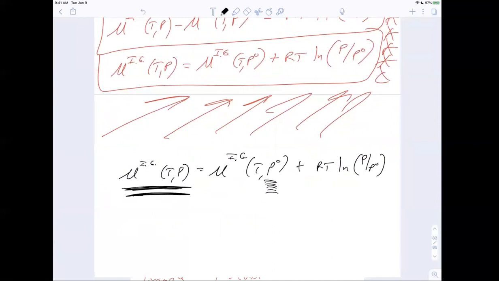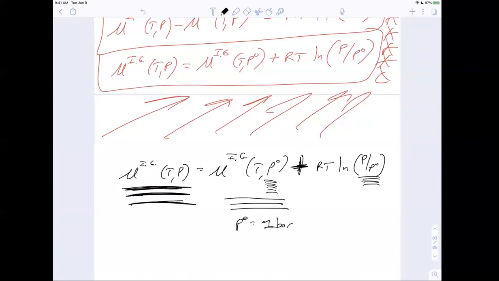And so what this is saying is that the chemical potential at a particular combination of temperature and pressure for a pure species of ideal gas, which for a pure species is just a molar Gibbs free energy at a particular temperature and pressure, is equal to the chemical potential of that substance at the temperature that we are interested in, but at a pressure of P superscript 0, which is often 1 bar, plus a contribution that comes from RT natural log of the ratio of P over P0.